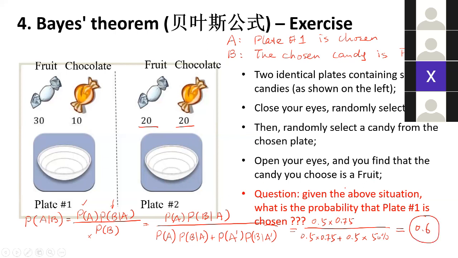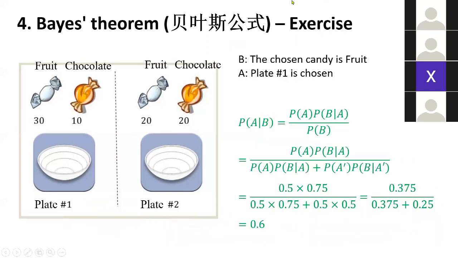Okay, do you understand? That tells us, given the additional information, we know that the probability of choosing plate number 1 is slightly higher than 50%, right? So this extra information did help us to make a decision which is more accurate. All right, any questions regarding the Bayes theorem? No? Okay, let's see the next concept.